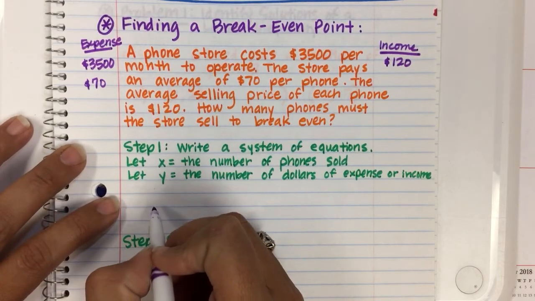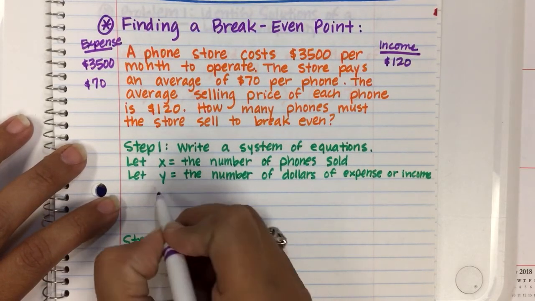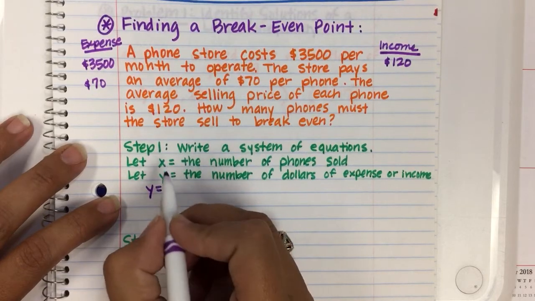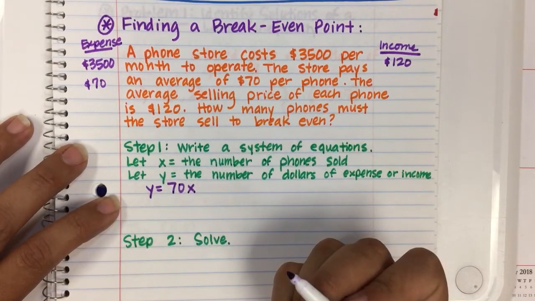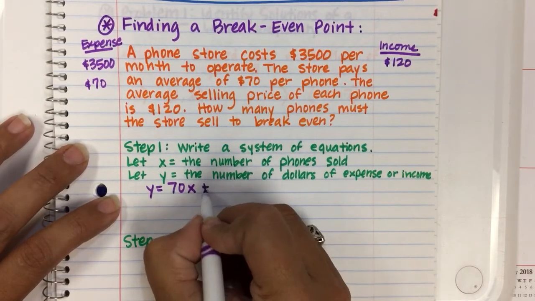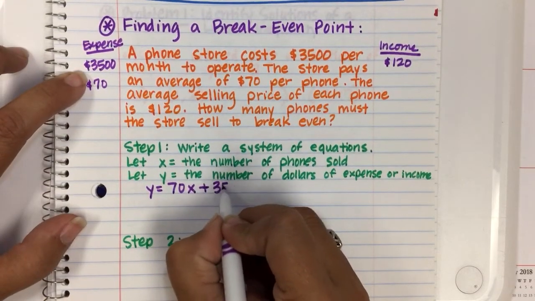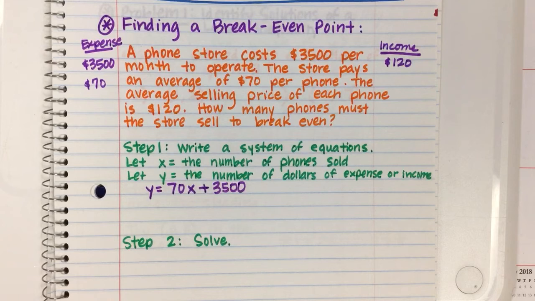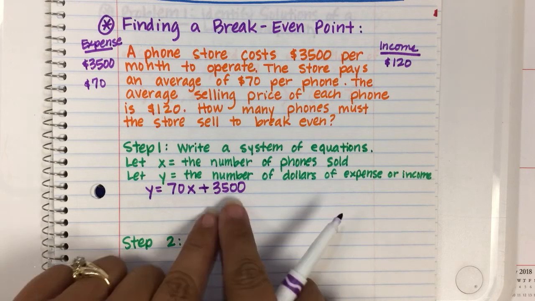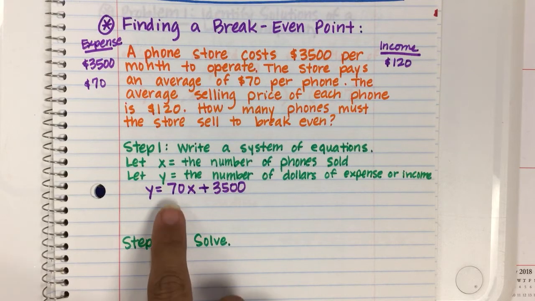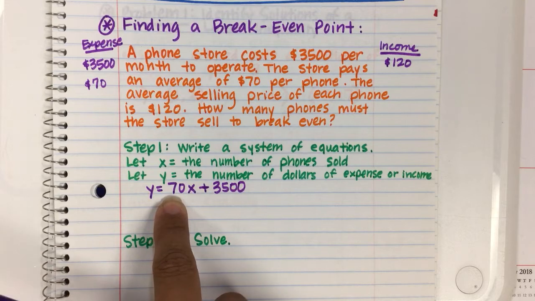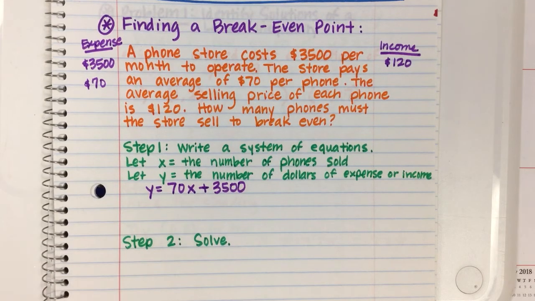So our equation for expense is going to be Y is equal to $70 times every phone plus the $3,500 that it costs each month just to run the store. That amount could be like rent, electricity, paying your employees. It costs you $3,500 just in operating expenses. And then it also costs you $70 for each phone that you purchase to have for sale in your store.